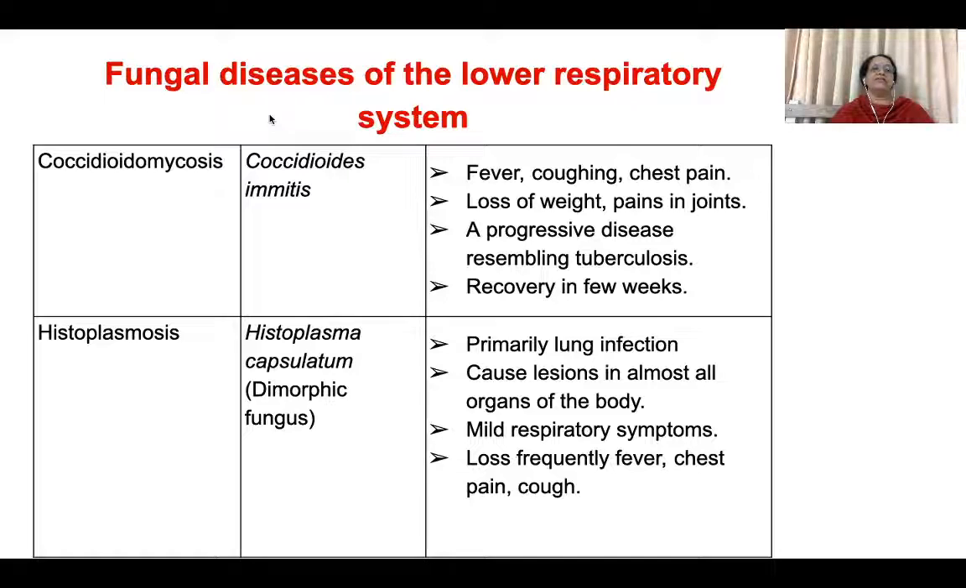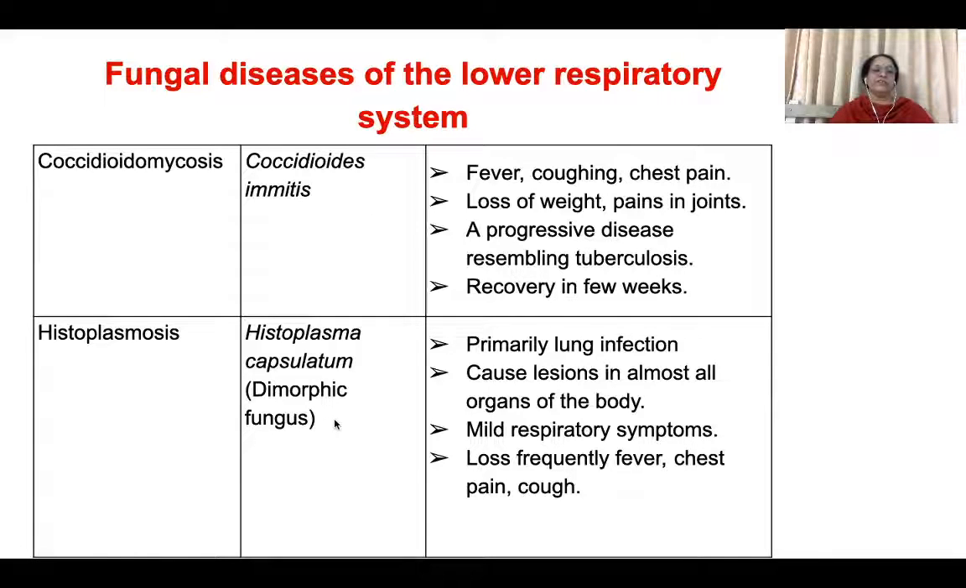Next category is fungal diseases of the lower respiratory system. Here, the first organism is the fungus Coccidioides immitis. The name of the disease is coccidioidomycosis, where there is fever, coughing, chest pain, loss of weight, as well as myalgia, that is pain in joints. Here, some symptoms are like tuberculosis. Recovery may occur in a few weeks upon development of immunity in the patient.